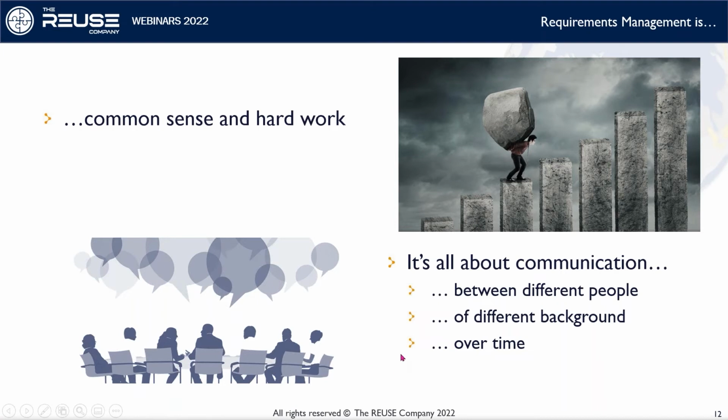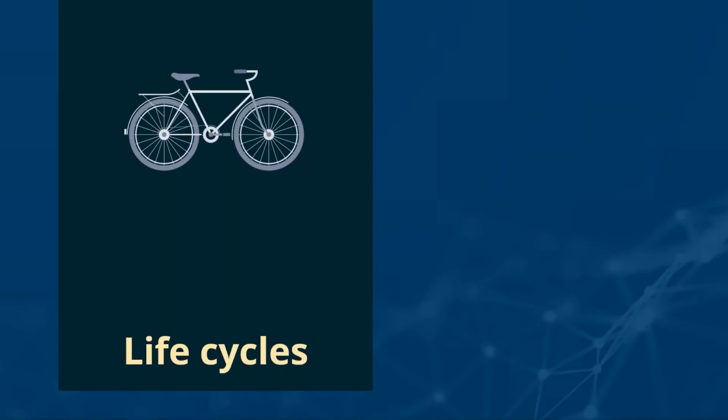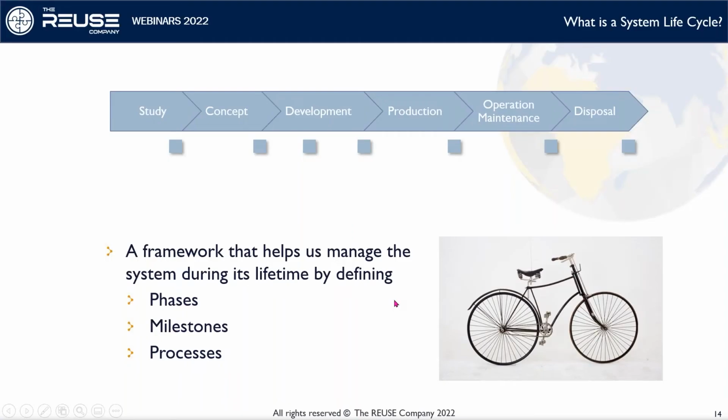Okay, over time suggests that we have some sort of life cycles. So now what's the life cycle? Well, the definition of life cycle could be something like this. It's a framework that helps us manage a system during its lifetime. And it has phases, for example, study phase, concept phase, development phase, and so on. It typically has milestones, which are typically decision gates where you could proceed or not proceed into the following phase. There may be milestones inside some of the phases. And there are processes to tell you what to do in each phase here. That's a typical definition of a life cycle.